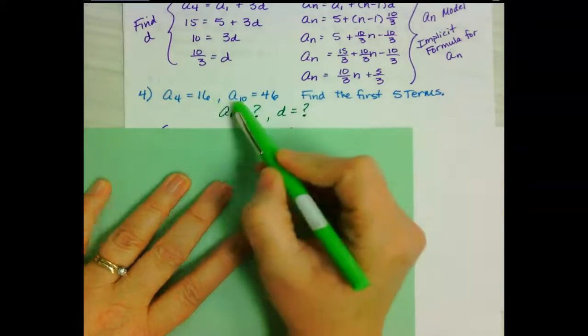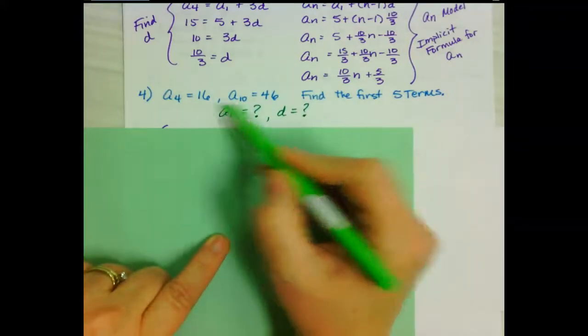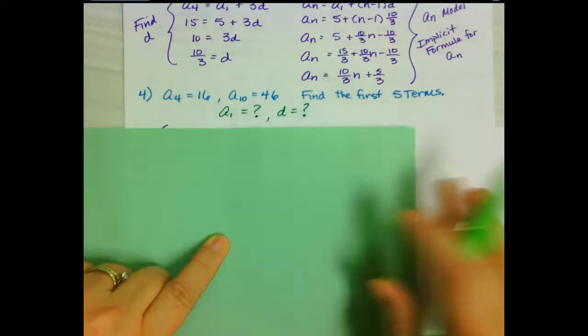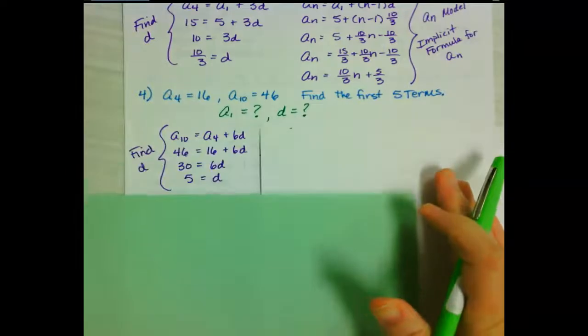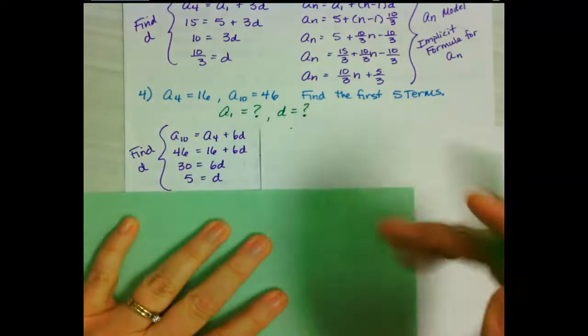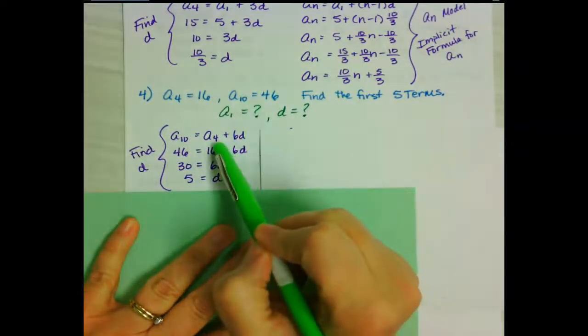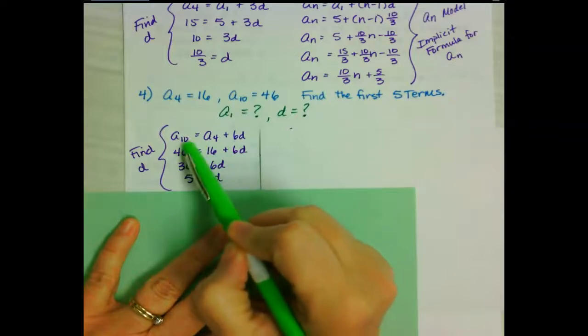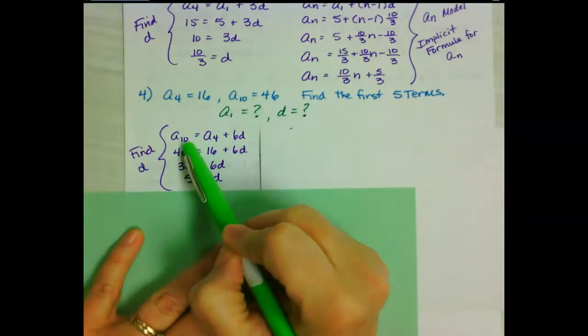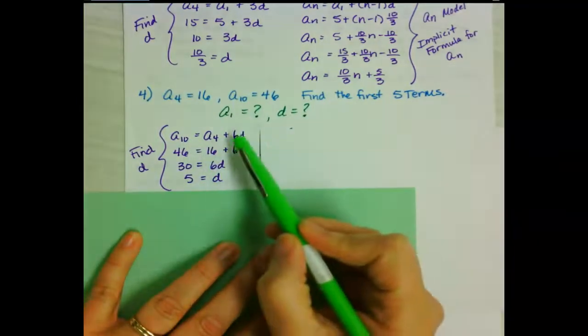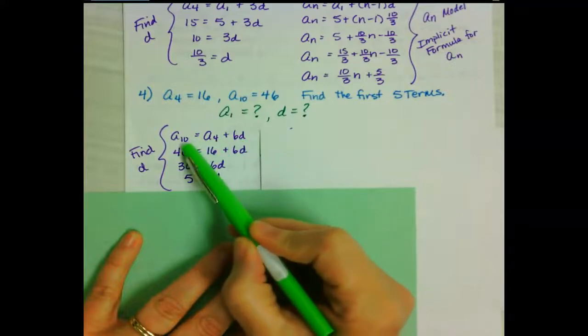Well, we don't have an a sub 1, so that's an issue. And we don't even have a difference. So we've got to do a little bit of calculating here. So the first thing we're going to find is the difference. So we're going to use our model, but remember the smallest number is 16, so I'm going to start with a sub 4 and go out to 46, which is a sub 10. So there are 6 common differences between 4 and 10.